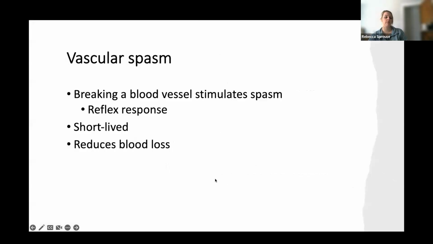Our first step, when a blood vessel is damaged, stimulates a spasm. It's a reflex. When breaking a blood vessel, we want that blood vessel to spasm, and so it's going to stop the bleeding into the tissue. Now, remember, we still want to promote blood flow into that area. So everything above that isn't going to spasm, just that site of injury, to lessen the flow of blood into the tissue. This is a very short-lived response. This is just an initial reflex, a very quick action. But basically the idea is to reduce as much blood loss as possible where that blood vessel is broken.